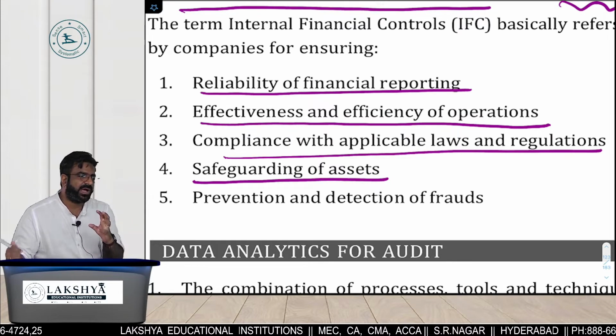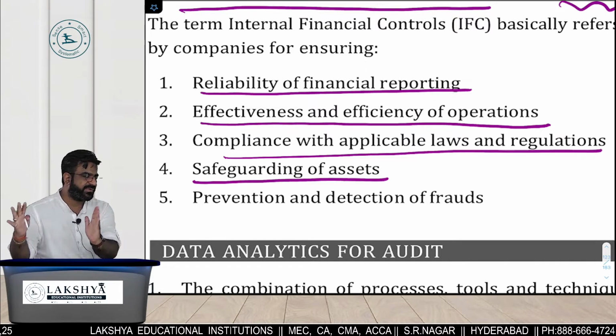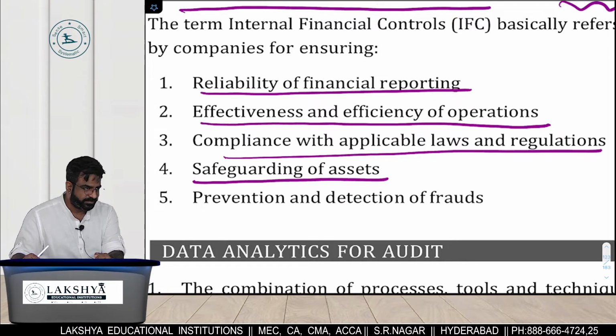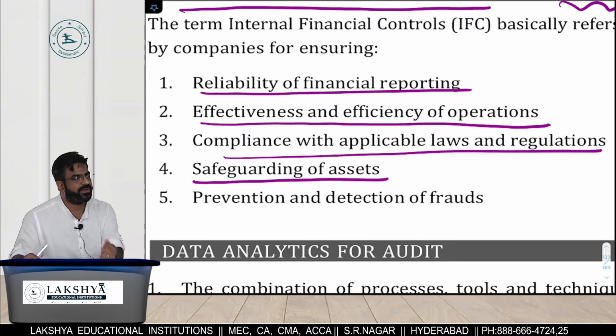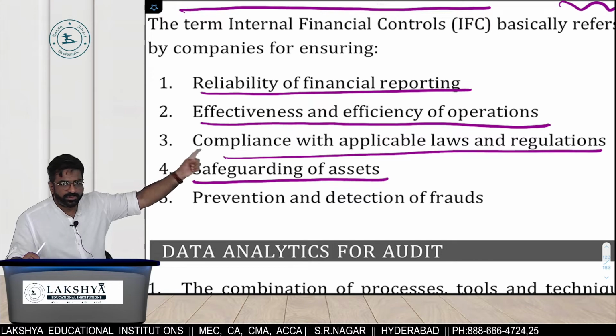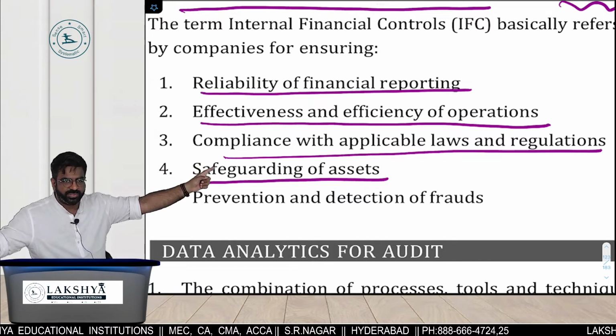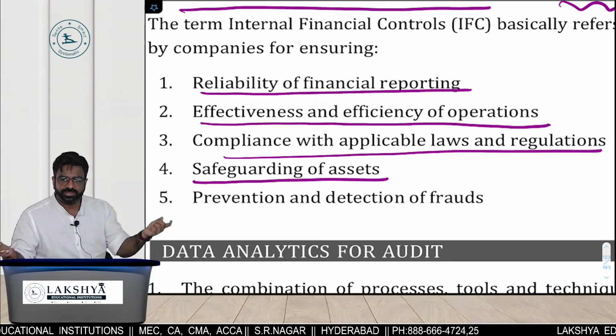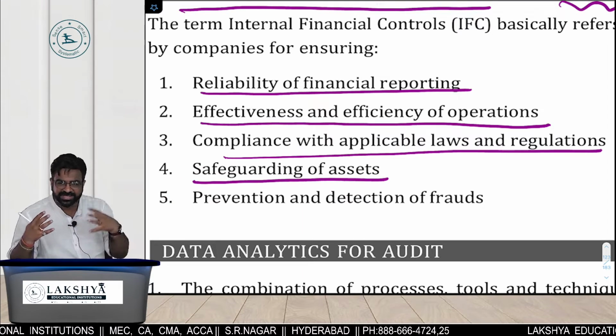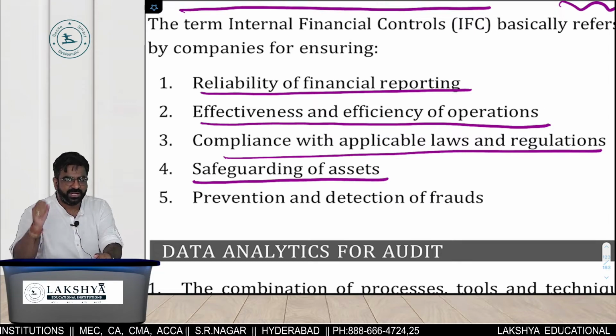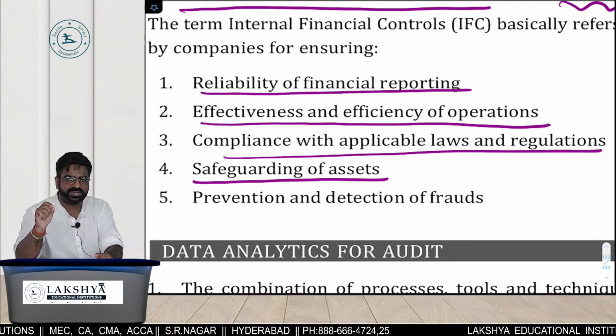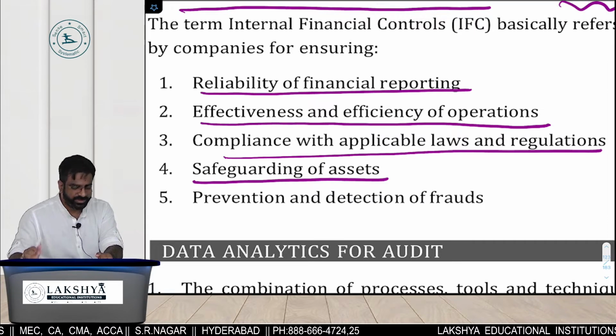So there, how will you make sure that your inventory is safeguarded? By doing the physical verification at regular intervals. How much is shown in books and how much in the godown? Should it reconcile or not? Should reconcile. If it is not reconciling, that means there is a discrepancy. It means some thefts and stealings are happening in your godown. That is called safeguarding of asset.